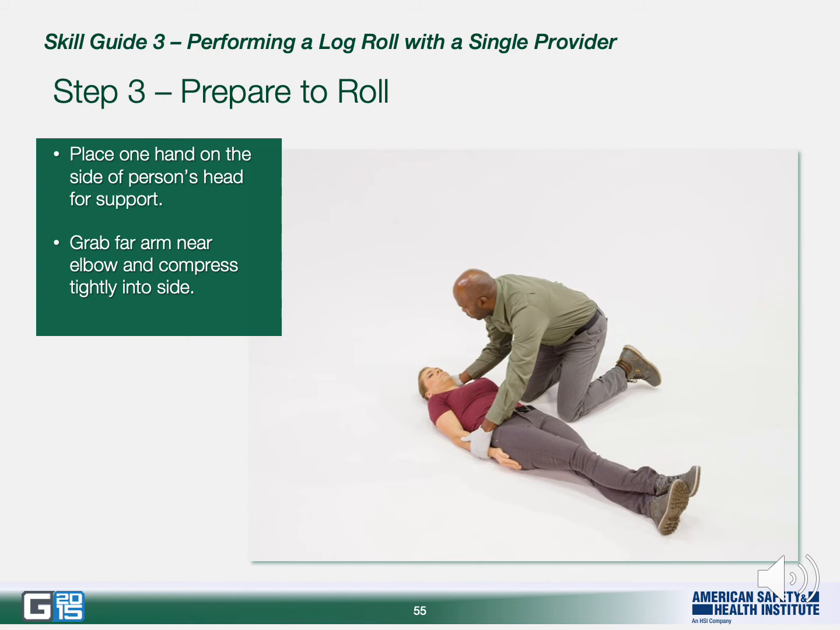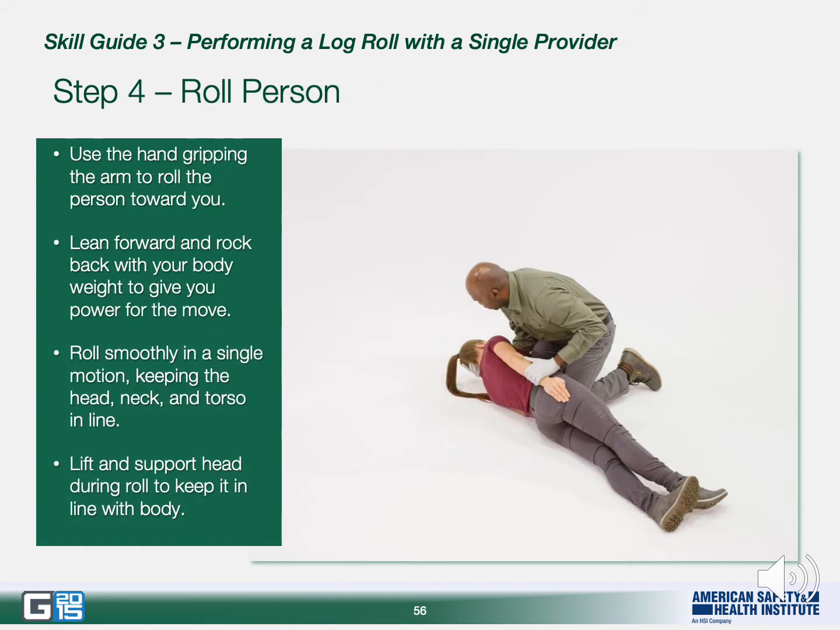Okay, and so he's cupping her head with his right hand, and with his left hand he's pressing her arm into her hip. And then what he's doing is he's rolling her towards him. He's using his right arm to support her head and keep it in line, and so he's getting her onto her side. So he's lifting and supporting that head because it's heavy, so it's going to drop to her left side when he rolls her.